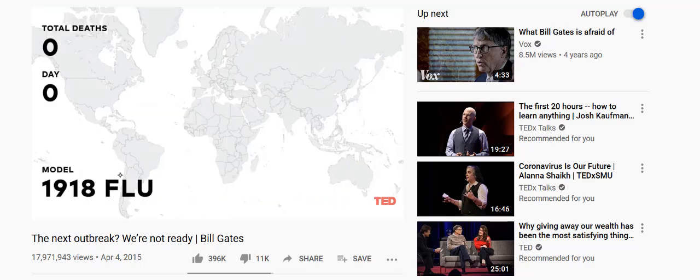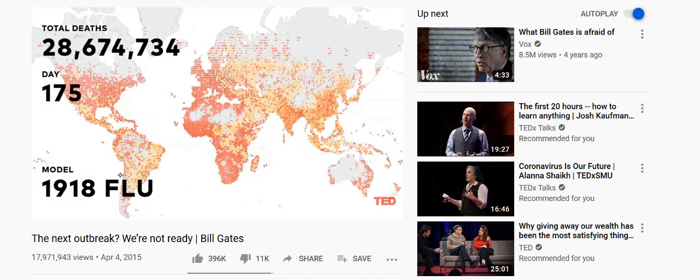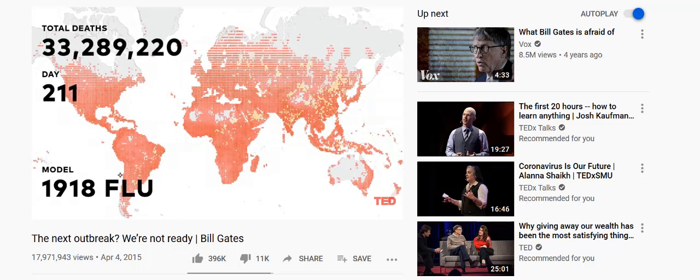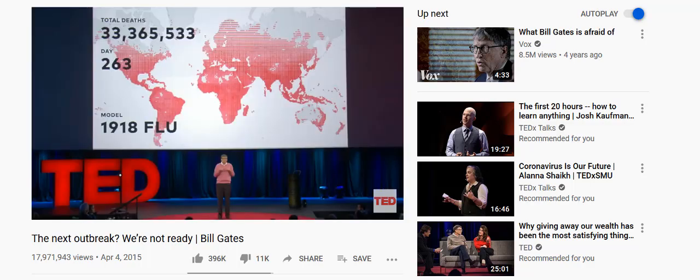In fact, let's look at a model of a virus spread through the air like the Spanish flu back in 1918. So here's what would happen. It would spread throughout the world very, very quickly. And you can see there's over 30 million people die from that epidemic. So this is a serious problem.